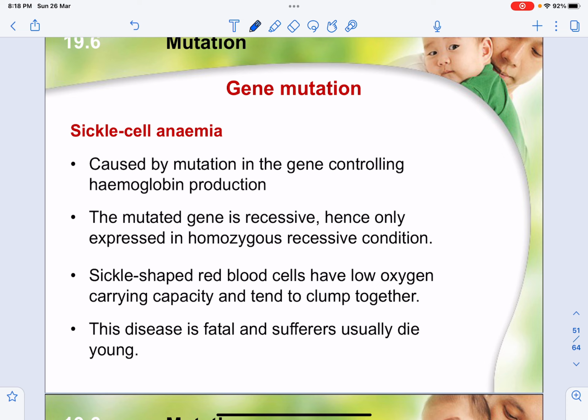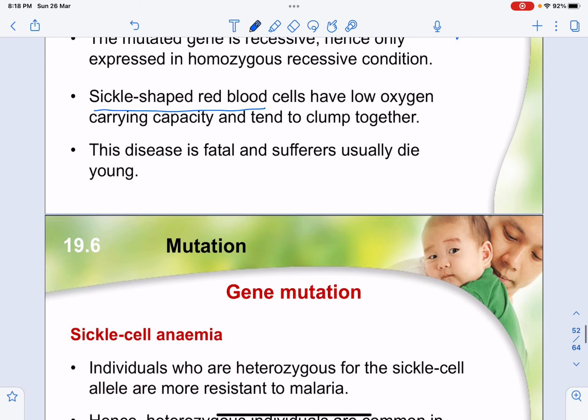So when we talk about sickle cell or sickle shaped red blood cells, what we mean is that they have a crescent or sickle shape, from the original, which is supposed to be a circular biconcave kind of red blood cell. And because of this shape, they do not have a large surface area to volume ratio, resulting in them having lower oxygen carrying capacity.